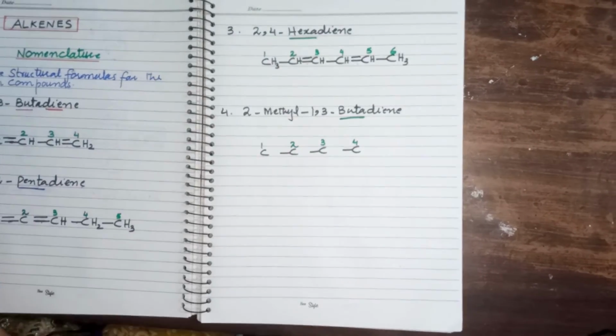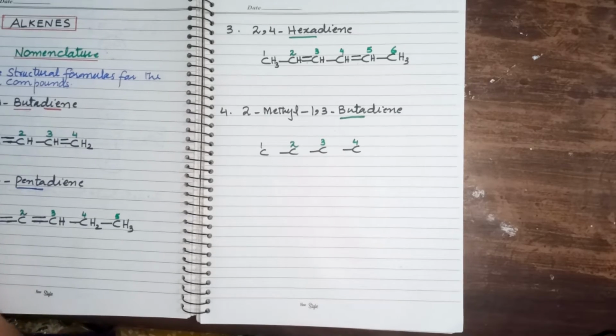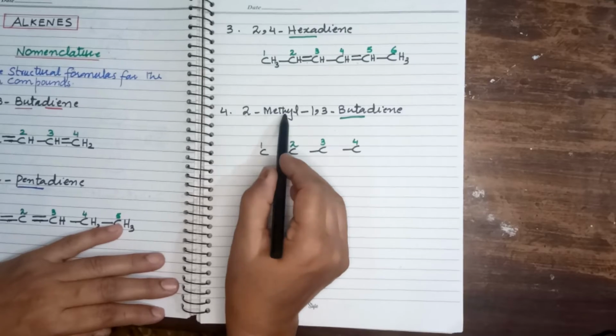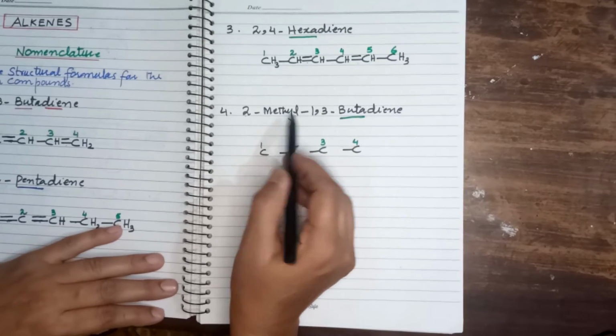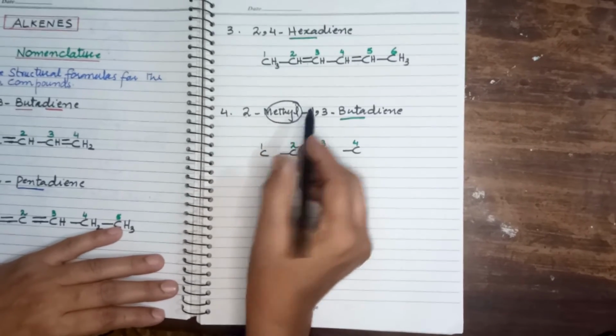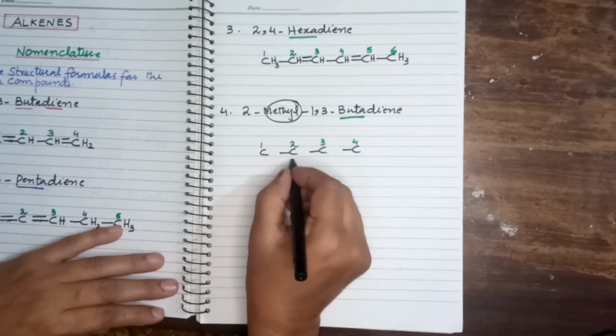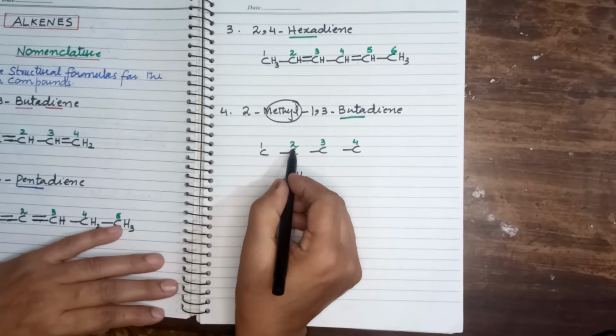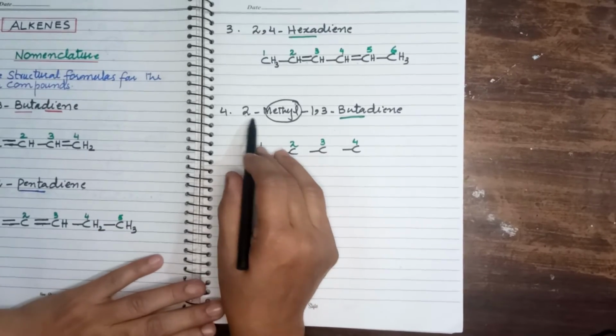All right. Now what are the positions of the double bonds in this molecule? Here you can notice, students, 2-methyl. 2-methyl shows that a radical is attached to the second carbon. What is the name of the radical? Methyl, right? So with the second carbon we make a methyl radical. Here we attach the methyl radical with the second carbon, right? In this way we make 2-methyl.